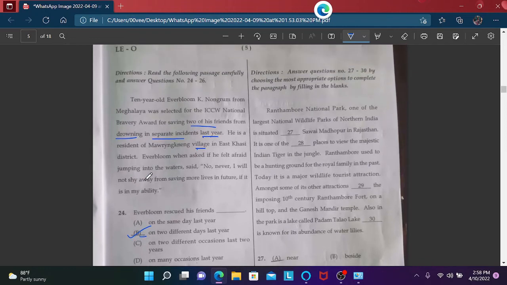Now we have to read the second passage. Ranthambore National Park, one of the largest national wildlife parks of northern India, is situated in Sawai Madhopur in Rajasthan. It is one of the dash places to view the majestic Indian tiger in the jungle. Ranthambore used to be a hunting ground for the royal family in the past. Today, it is a major wildlife tourist attraction. Amongst some of its other attractions, dash the imposing 10th century Ranthambore Fort on a hilltop and the Ganesh Mandir temple. Also in the park, dash a lake called Padam Talao Lake. It's known for its abundance of water lilies.